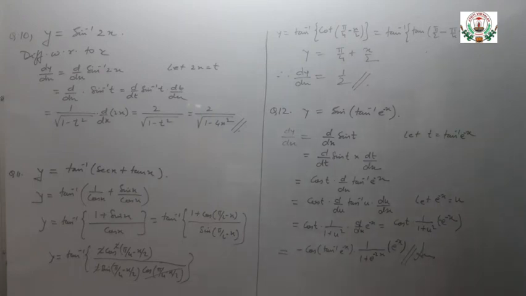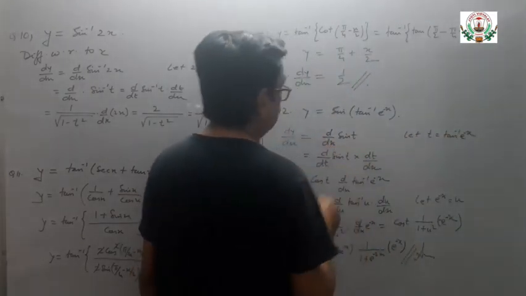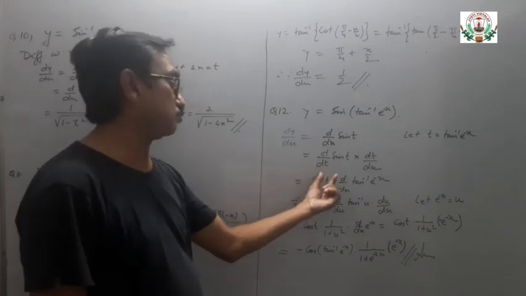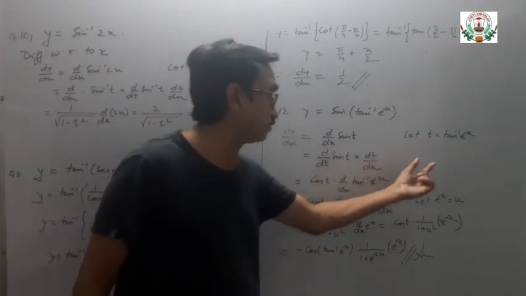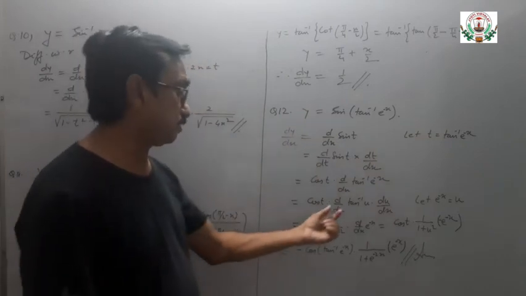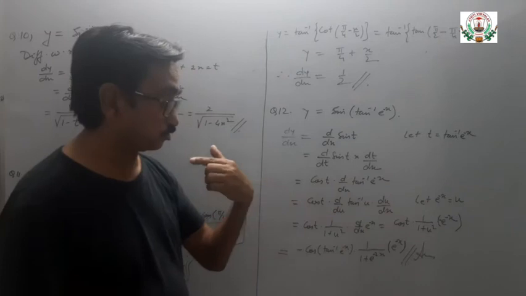Now next, y equals sin tan inverse e to the power minus x. This complete function I am going to take as t. So dy by dx equals d by dx of sin t. So d by dt of sin t will be cos t, and dt by dx, where the value of t is tan inverse e to the power minus x. Now for d by du of tan inverse of u, e to the power minus x I am going to take as u.